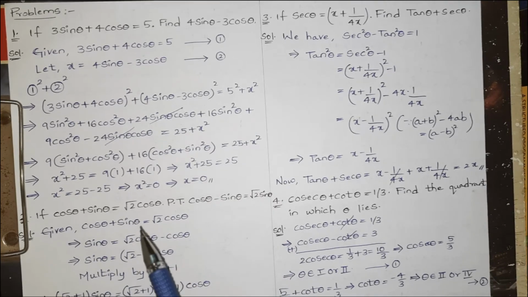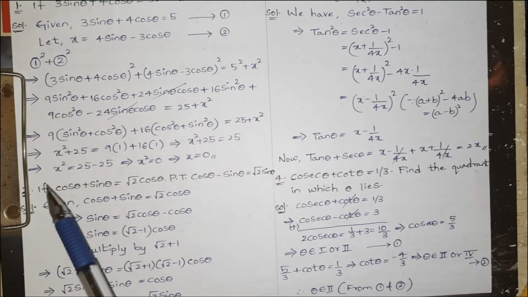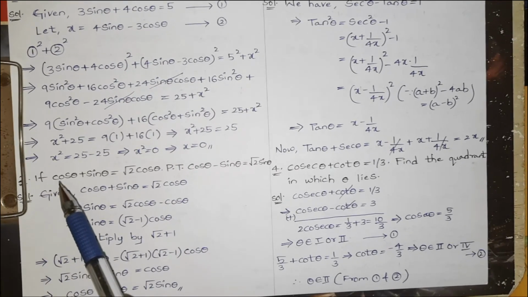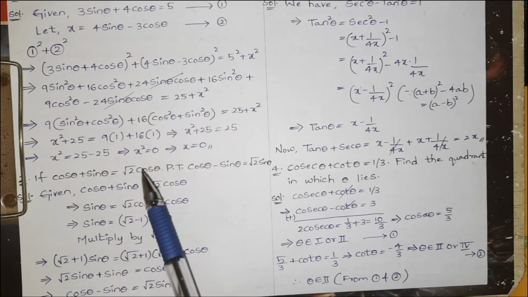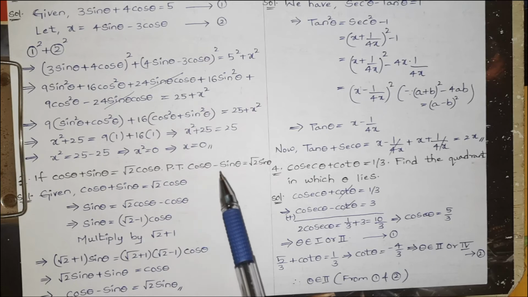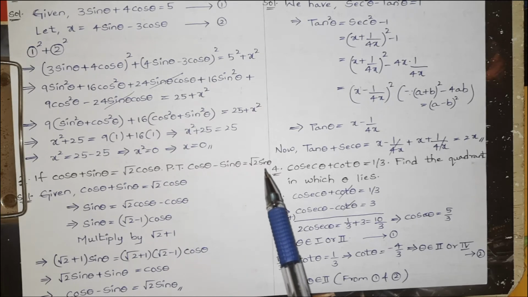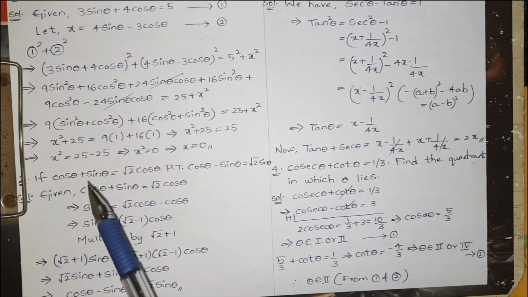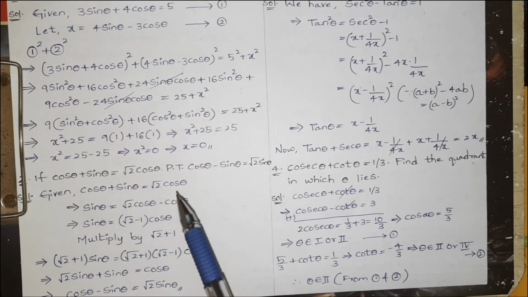So let us now look at the second problem. Given that if cos theta plus sin theta is equal to root 2 cos theta, prove that cos theta minus sin theta is equal to root 2 sin theta. So let us write, given cos theta plus sin theta is equal to root 2 cos theta.